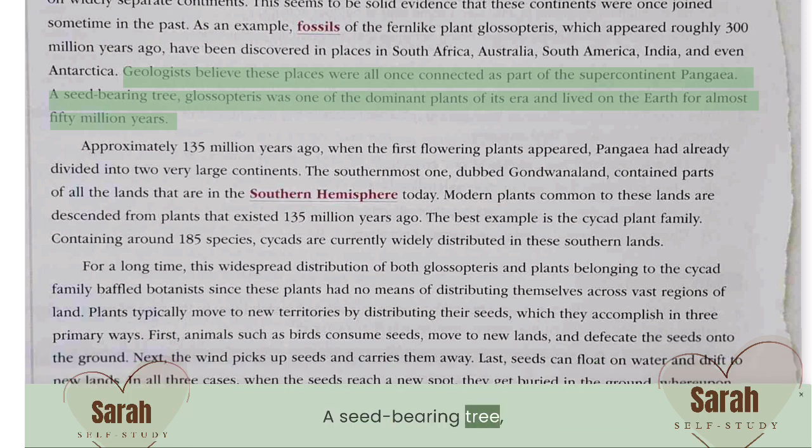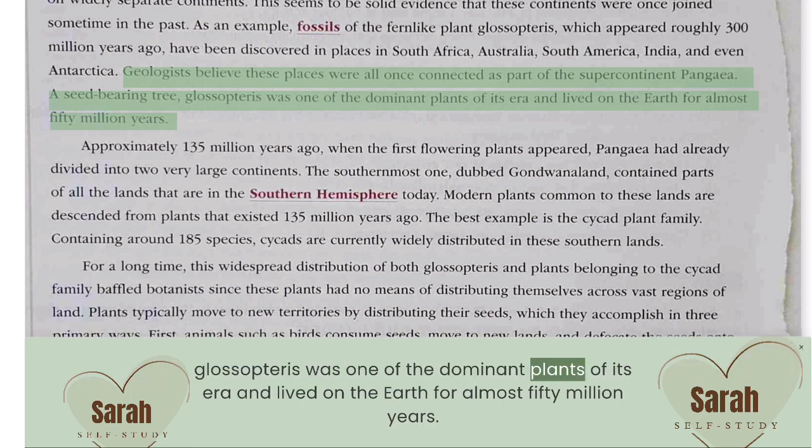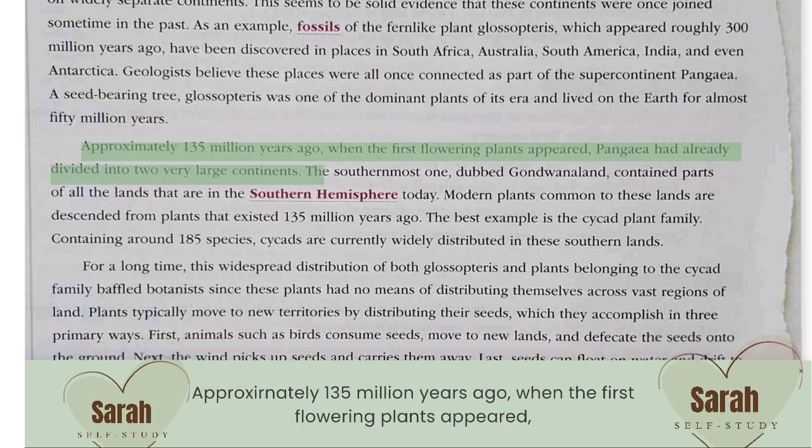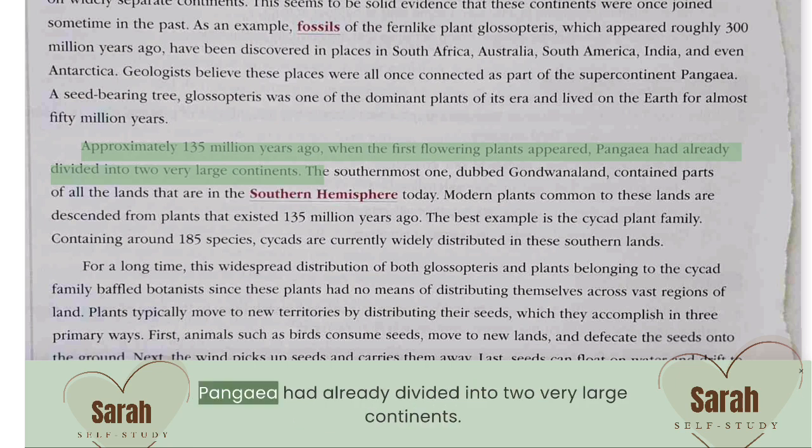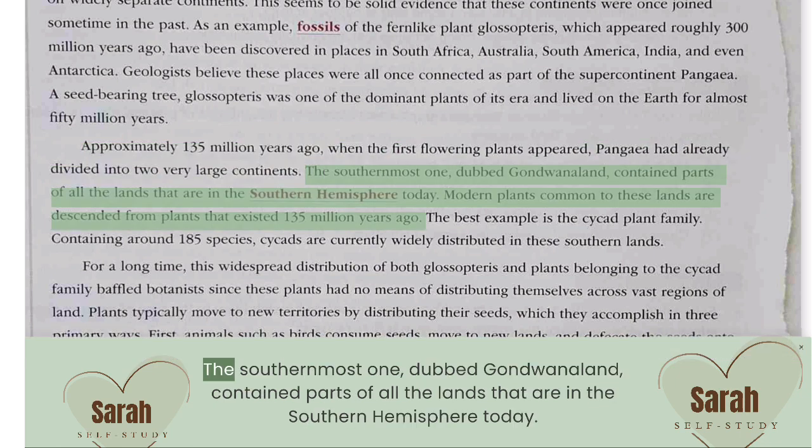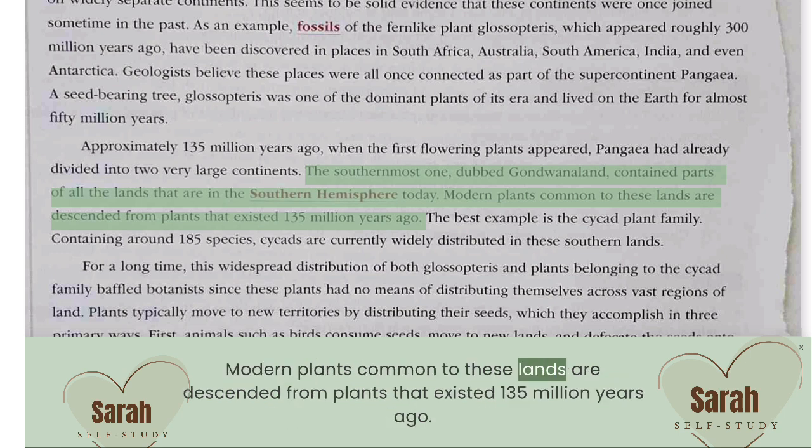A seed-bearing tree, Glossopteris was one of the dominant plants of its era and lived on the Earth for almost 50 million years. Approximately 135 million years ago, when the first flowering plants appeared, Pangaea had already divided into two very large continents. The southernmost one, dubbed Gondwanaland, contained parts of all the lands that are in the southern hemisphere today. Modern plants common to these lands are descended from plants that existed 135 million years ago.